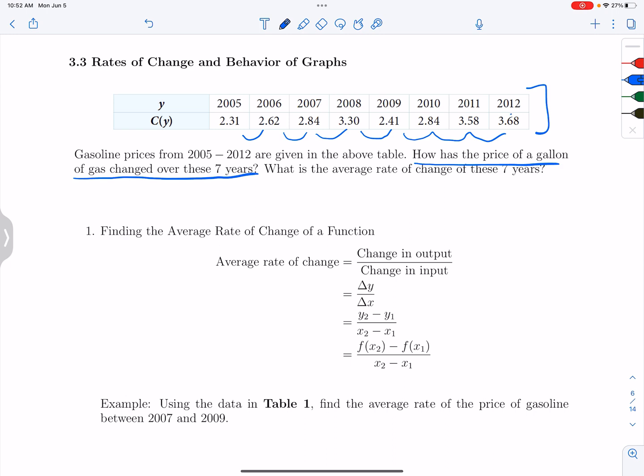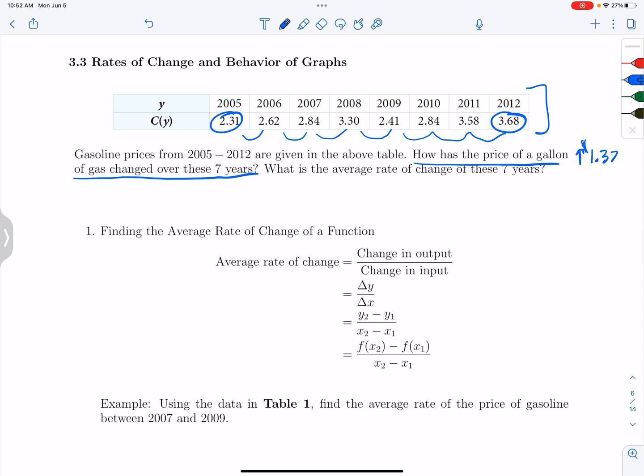All we do is take 3.68 minus $2.31, and what is that? $1.37. So it looks like it's gone up $1.37 over those 7 years. But a different question about how this has changed is, what's the average rate of change over these 7 years? And that's what we're interested in here.